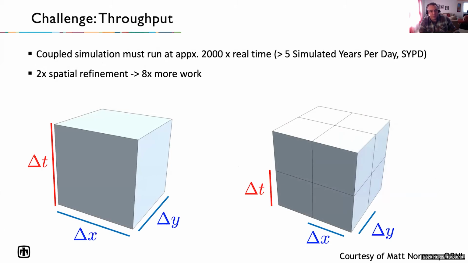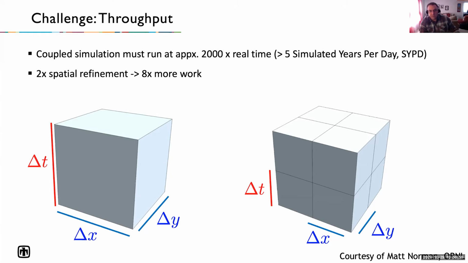So if we can abstract the idea of workload into this cube here, to meet our scientific goals for regional projections, we estimate that we have to run our coupled climate model at approximately 2,000 times real time. We need better than 5 simulated years per actual day. And one of the ways that we try to address all those multi-scale dynamics problems that we talked about at the beginning is through spatial refinement.